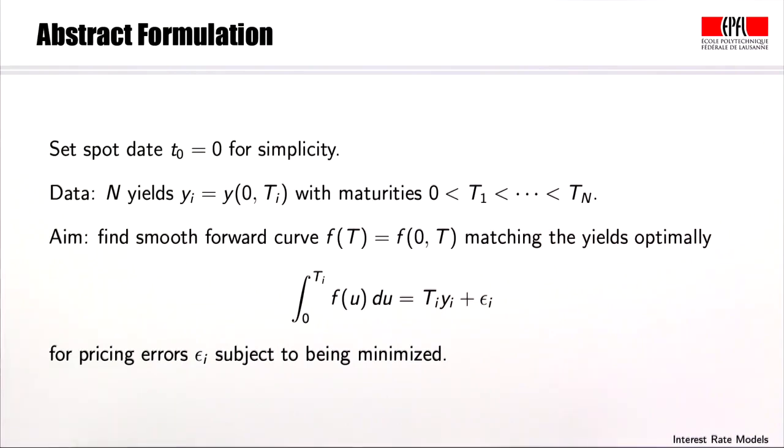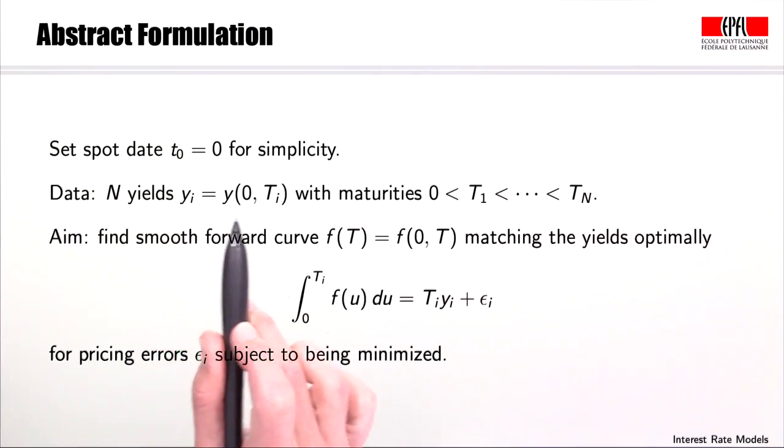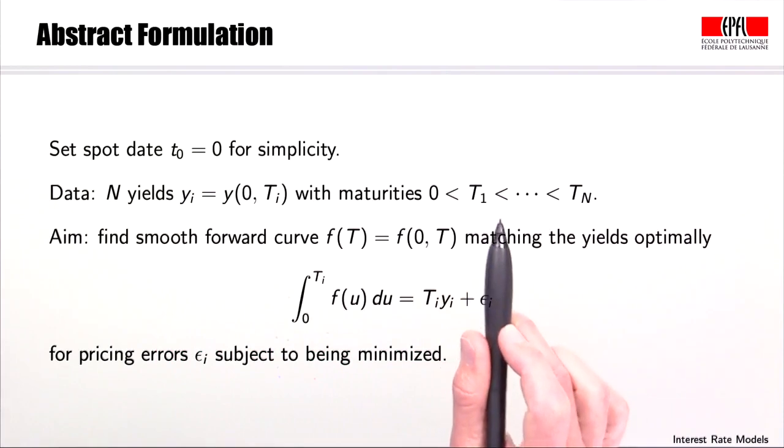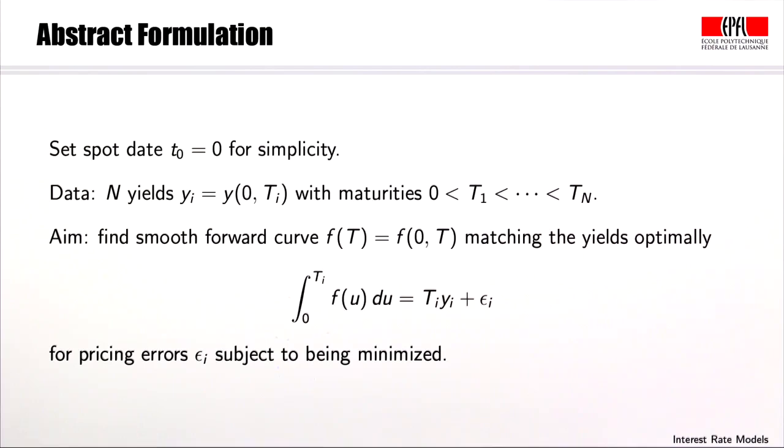Let us directly formalize what the smoothing estimation method does. For simplicity of notation, we set the spot date T0 equal to 0. That helps us to avoid writing two time arguments all the time. We consider market data consisting of n yields, which we denote by yi, with maturities ti. The aim is then to find a smooth forward curve, f of t, that matches the yields optimally for pricing errors epsilon, which are subject to being minimized.